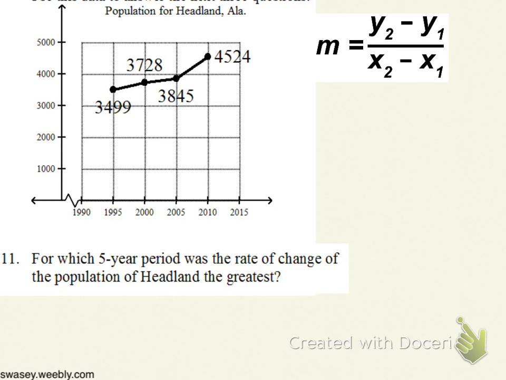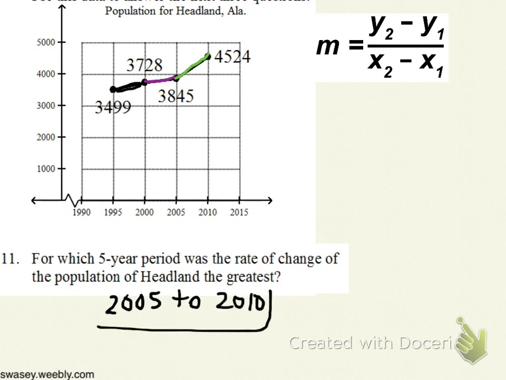11, which 5-year period was the rate of change in population the greatest? You're looking for the steepest part here. So you could do 3 calculations and find each of these rates of change and compare them, or you can just look at the steepest part. So the steepest part happens from 2005 to 2010. So that's when the city of Headland was growing the greatest for this portion of data.